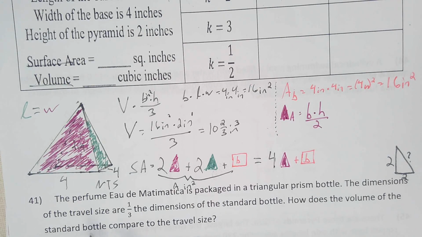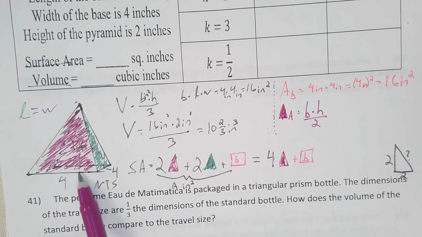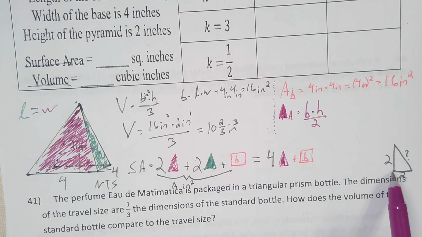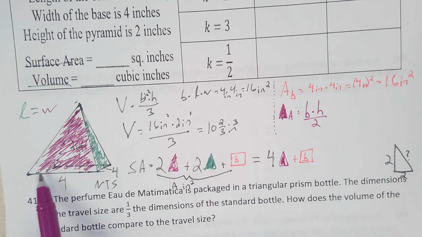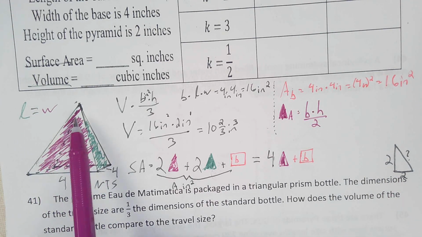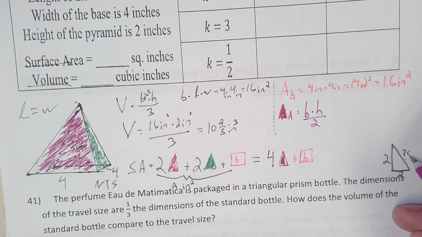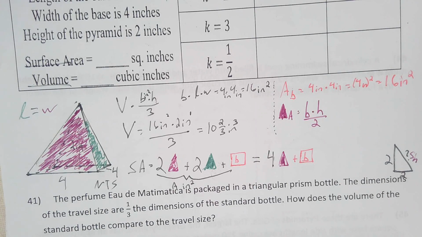Well, the base is 4, and the height, what is the actual height? It's not 2, right? Because the height is this, right? And the base is 4, right? So what is the actual height? The height is this. It's the slant height. Remember the slant height. So we gotta figure that out.